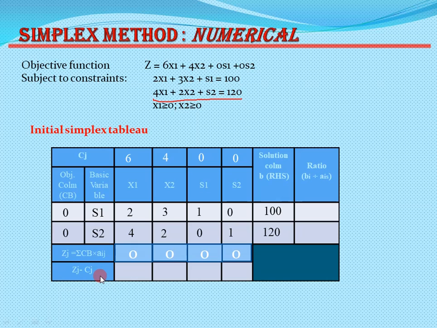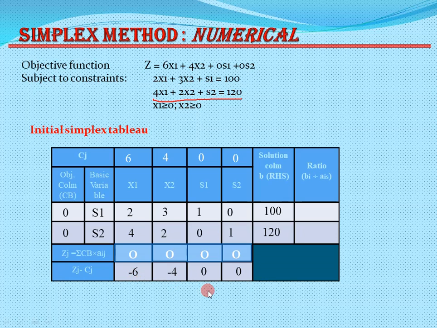Now find the Zj minus Cj row. We take 0 minus 6, which gives minus 6. Then 0 minus 4 gives minus 4. 0 minus 0 is 0. Again 0 minus 0 is 0. Now we have to check whether the optimal solution is reached or not. As this row contains negative elements, the optimal solution is not reached.